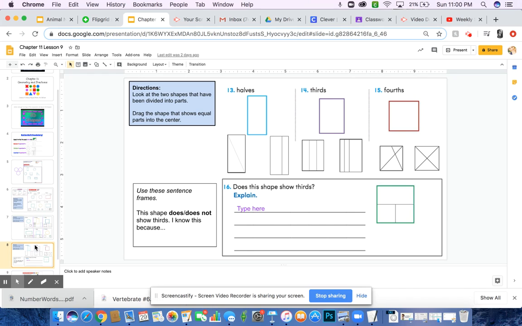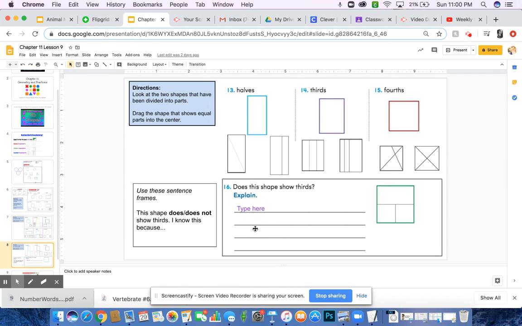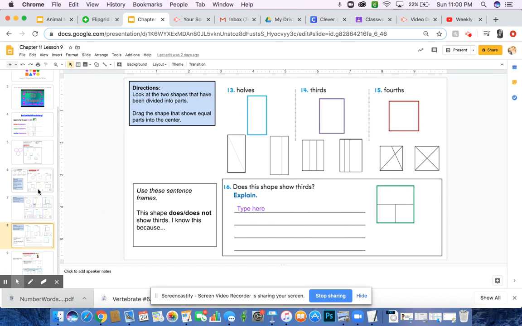Once you get to 16, there's a shape right here. It is a square, and it has three parts. And the question is, does this shape show thirds? Remember, if you're not sure what thirds means, you can go back to our vocabulary, and thirds are three equal parts. You're going to type your answer to explain whether that shape shows thirds or it doesn't. And over here I have included some sentence frames for you. So this shape does or does not show thirds. I know this because, and then you're going to write how you know that.